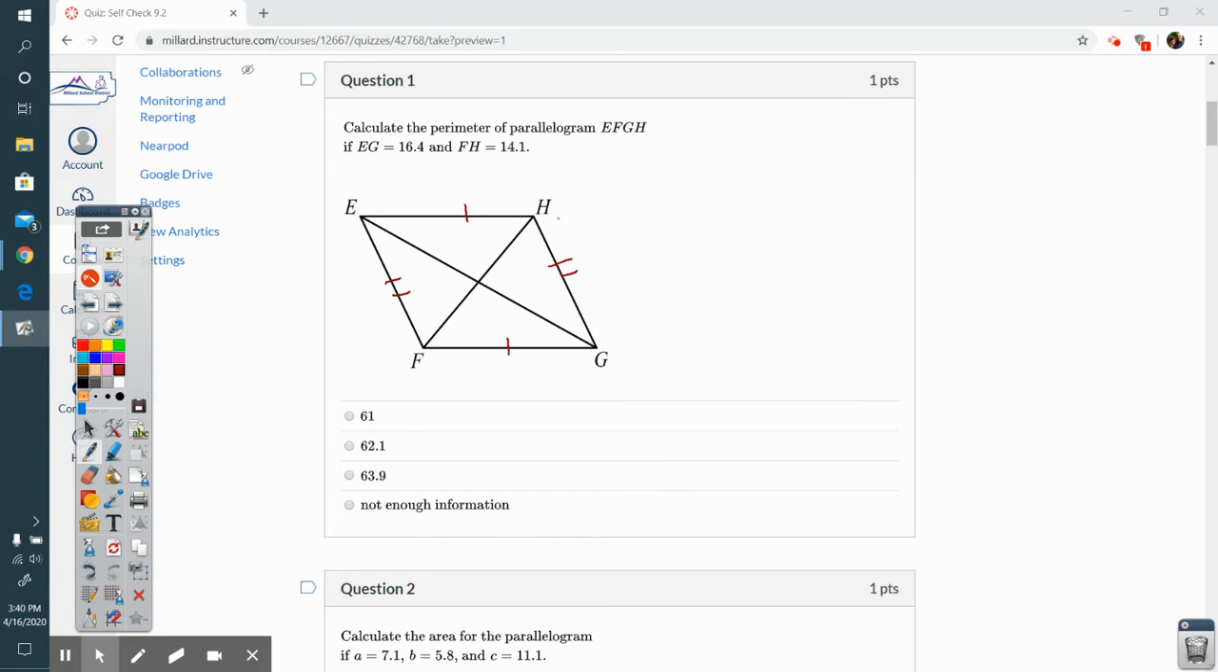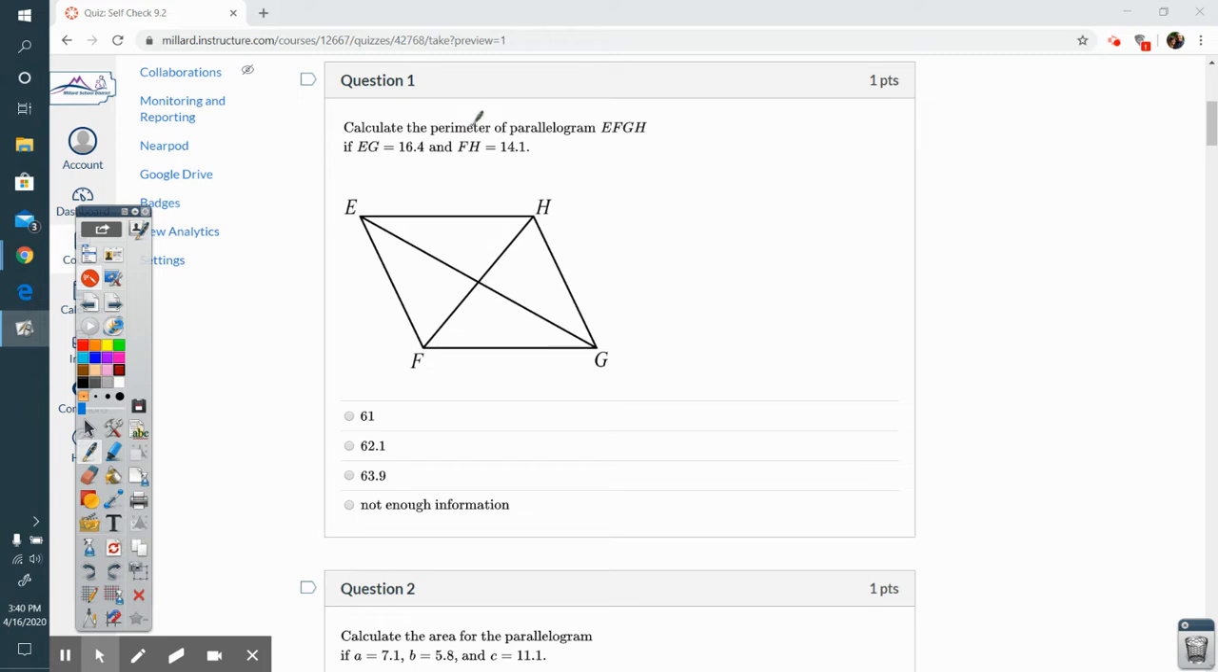So EH is parallel to FG. You state that by an arrow, and this other side is also parallel. So opposite sides are parallel for a parallelogram, and opposite sides are also congruent. For a rhombus, they're all congruent, but just for a parallelogram, that's how that works. So first of all, we'll just calculate this.